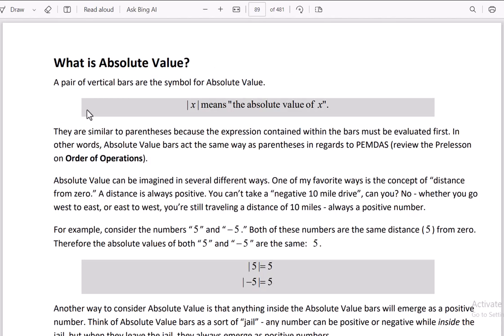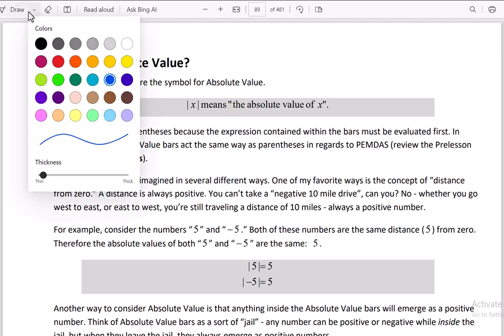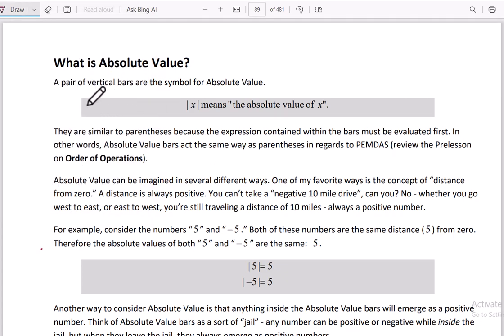So I'll just do some reading and we'll flow together. You understand? We're in this together, so let's do this together and get on with the lesson. A pair of vertical bars are the symbols for absolute value. So if I have, let's say, y like this, and I have a pair of vertical bars, this means the absolute value of y. I can have m, so that's what it simply means.